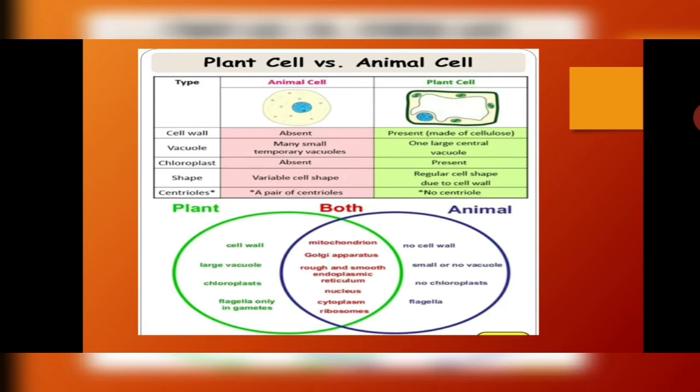Lastly, we have the difference between plant cell and animal cell. Everybody knows plant cell has a cell wall, animal cell doesn't have. Animal cell has many small vacuoles, plant cell has one centrally placed large vacuole. Chloroplast is absent in animal cell, present in plant cell. The shape is variable in case of animal cell, whereas plant cells have a regular shape because of the presence of the cell wall. A pair of centrioles are present in the animal cells, and centrioles are absent in case of plant cells.